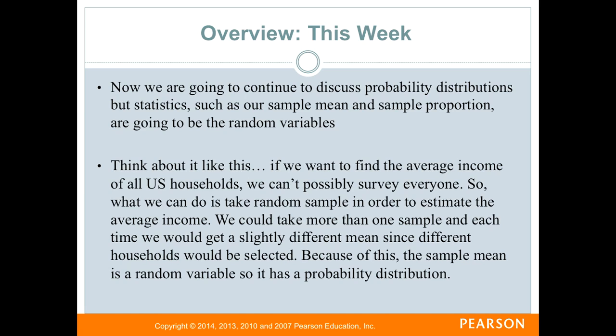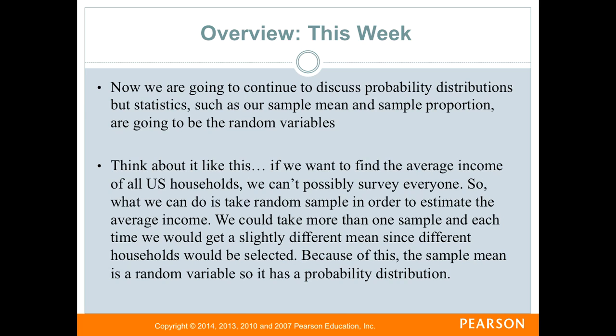If you want to find the average income of all US households, we can't survey everyone. That's only done every 10 years as part of the census. It's very time consuming, very costly. So what we can do is take a random sample in order to estimate the average income.